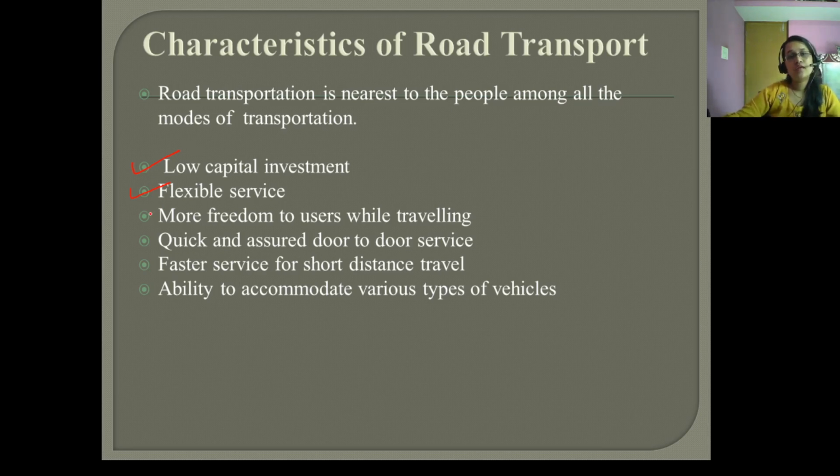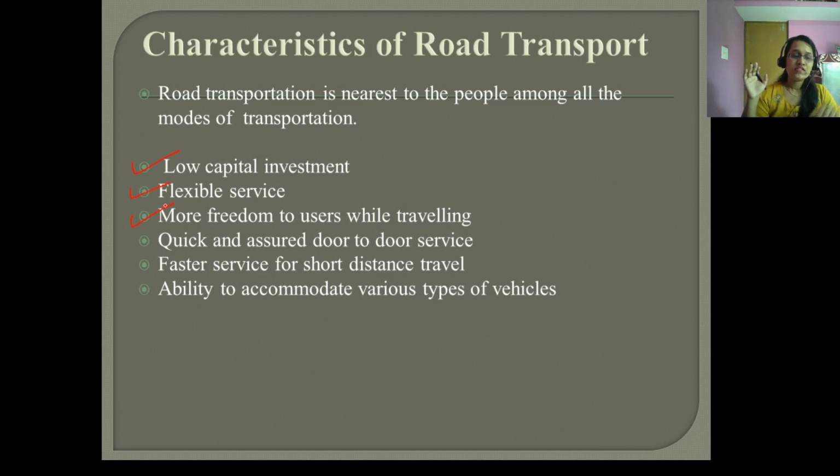The next characteristic is more freedom to users while traveling. Roads are used by various types of road vehicles like passenger cars, buses, trucks, but railway tracks are used only by rail locomotives and waterways are used only by ships and boats.